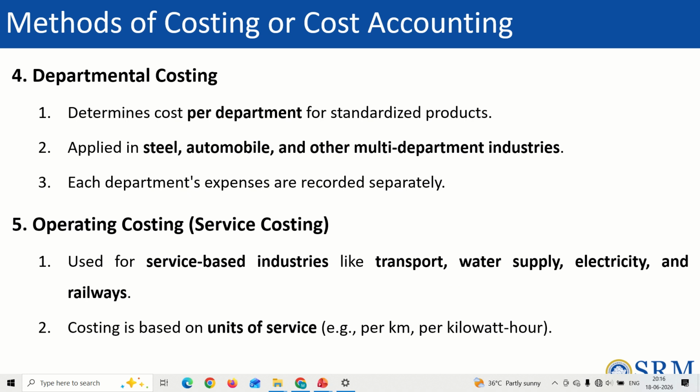Then continuing with our methods, the fourth one is departmental costing, which allocates expenses separately to individual departments within multi-department industries like steel mills or automobile assembly plants. Operating costing is used specifically for service-based industries like railways, transport or electricity utilities, where costs are determined per unit of service, like cost per kilometer or cost per kilowatt hour. So we also have the unit cost method for single product environments like mines or quarries, and the multiple cost methods, which blend several costing approaches for highly complex products like automobiles.